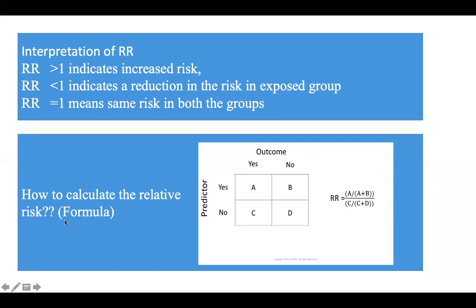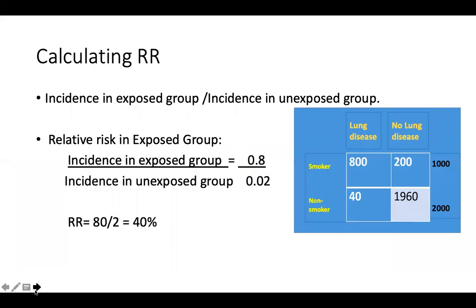How to calculate the relative risk? Here I have shown one table, with the predictor and outcome variable. Relative risk is equal to A upon A plus B, divided by C upon C plus D. Let's take one example over here. That is the incidence in the exposed group upon the incidence in the unexposed group.